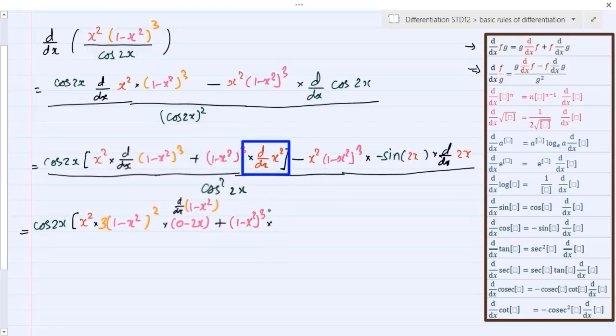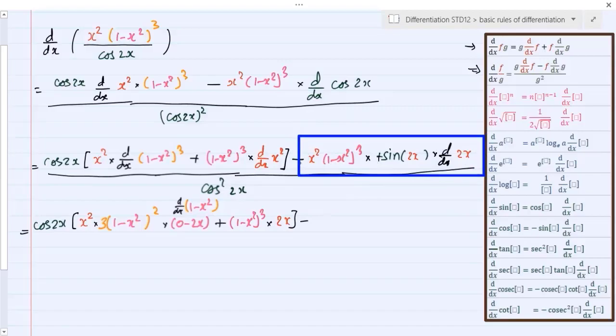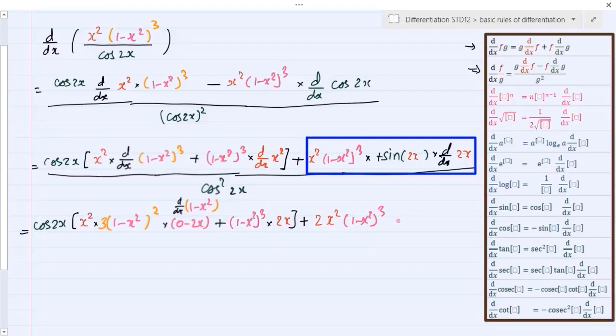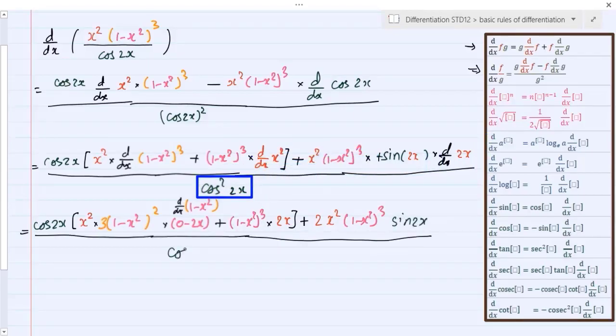We just have to differentiate x square, which is your 2x, minus, this minus minus becomes plus, differentiation of 2x will be 2, x square 1 minus x square the whole cube, and your sine 2x will be as it is, whole divided by cos square 2x is also as it is. So you can simplify further if you want. Here we will accept this as your final answer. Ta-da!